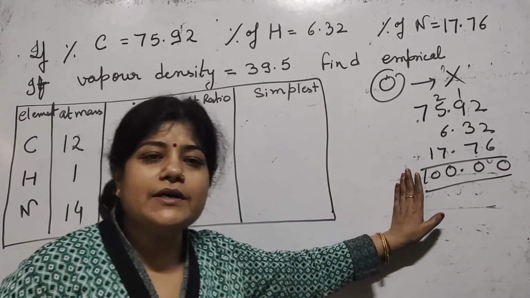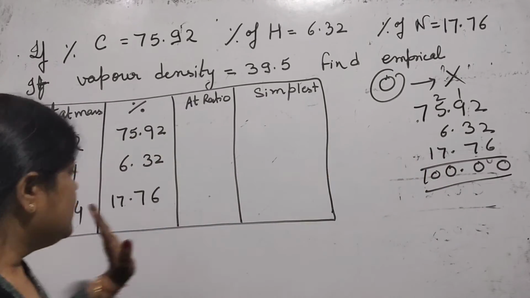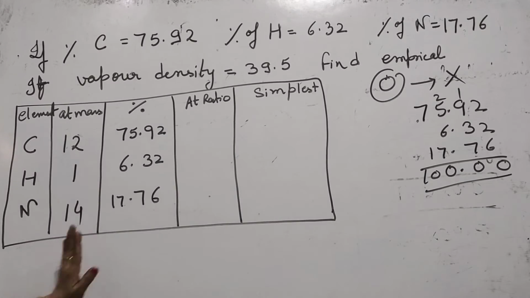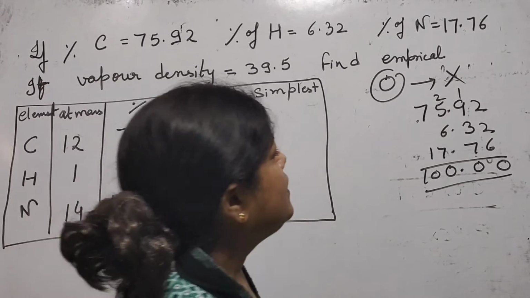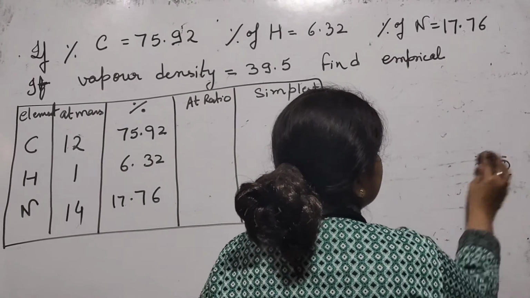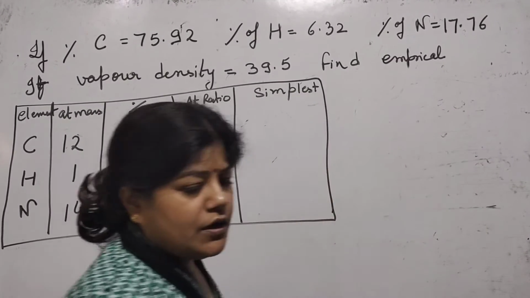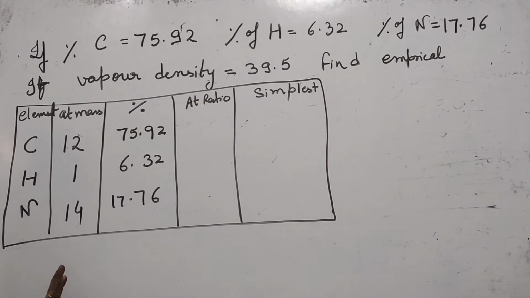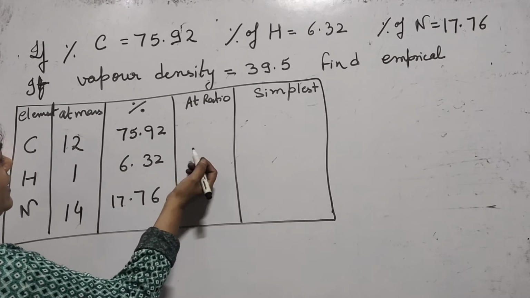If it is not 100%, then we also add the oxygen. This step is very necessary whenever you find the empirical formula in this type of question. Okay. Now for this you have to solve mathematically. I am just writing the answers.